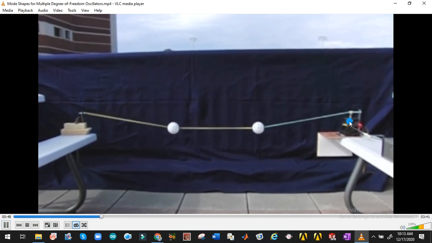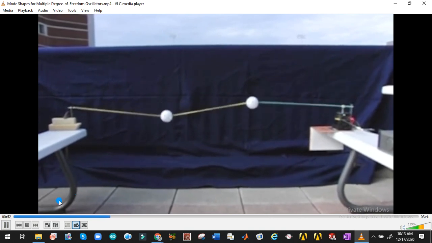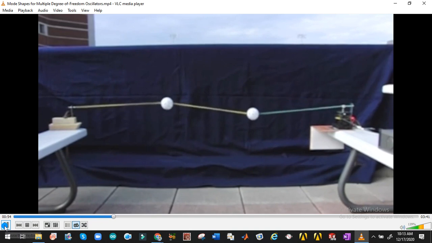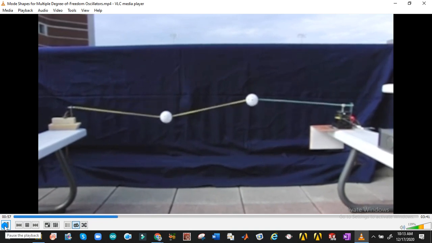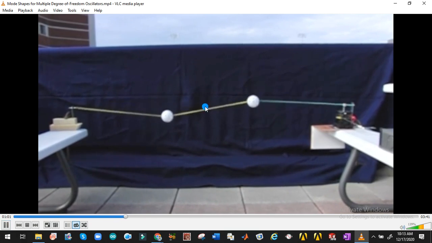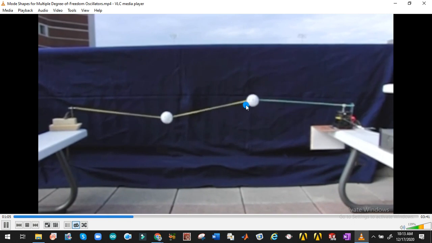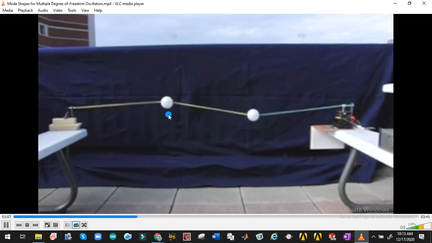In the second mode of vibration, the two masses oscillate in opposite directions, one going up while the other is going down. At the very center in between the two masses is a node point. That node doesn't move at all. This is also your node point. This is also your node point. These 2 points are creating antinodes.